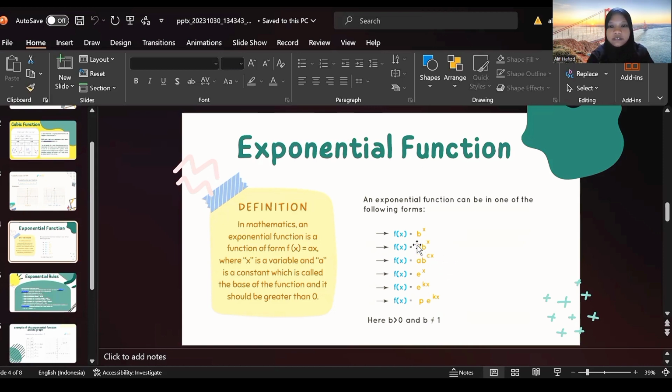So the definition of an exponential function is, in mathematics, a function of the form f(x) equals a to the power of x, where x is a variable and a is a constant, which is called the base of the function, and it must be greater than 0. So this is some forms of the exponential function.